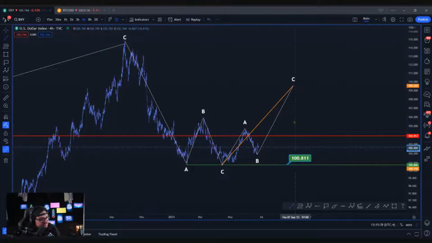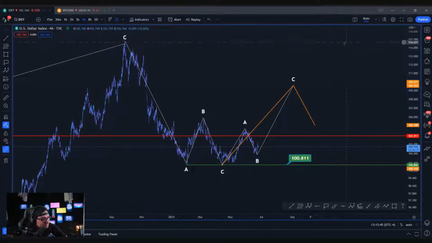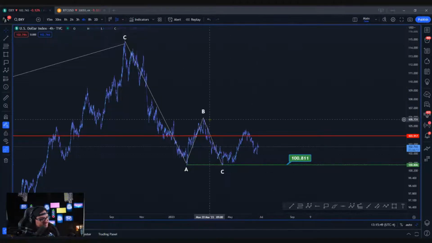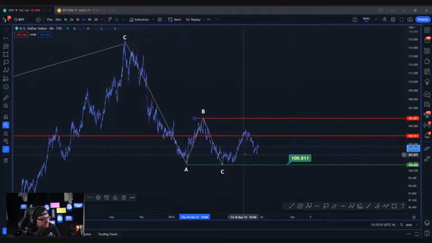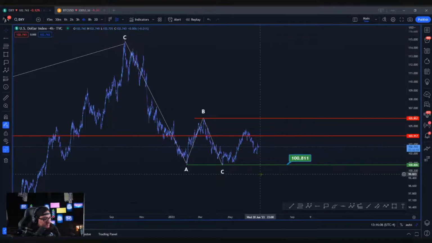Or we could be putting in something like this, where we put in a larger retracement and then continue higher. That's definitely possible. But we'll have to break out of this zone or this range in order for me to be a little bit more confident in that. So to me, as long as we're between 105.97 and 100, that's an important range for me to keep an eye on.